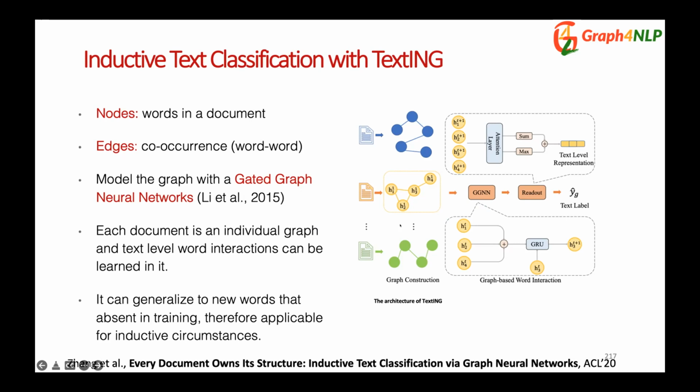In this way, each document is its own graph, instead of constructing one big graph for all the documents in a corpus.